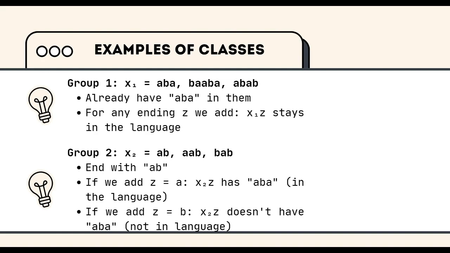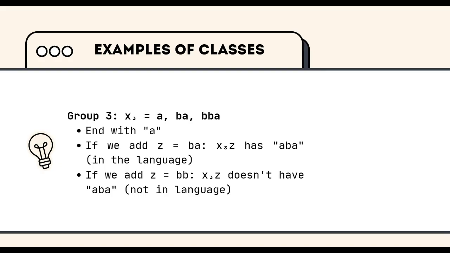Let's examine each equivalence class. For group 1, strings like ABA, BAABA, and ABAB that already contain ABA, adding any string keeps them in the language. For group 2, strings like AB, AAB, and BAB that end with AB, adding A creates ABA, putting them in the language. However, adding B doesn't form ABA, so it's not in the language.